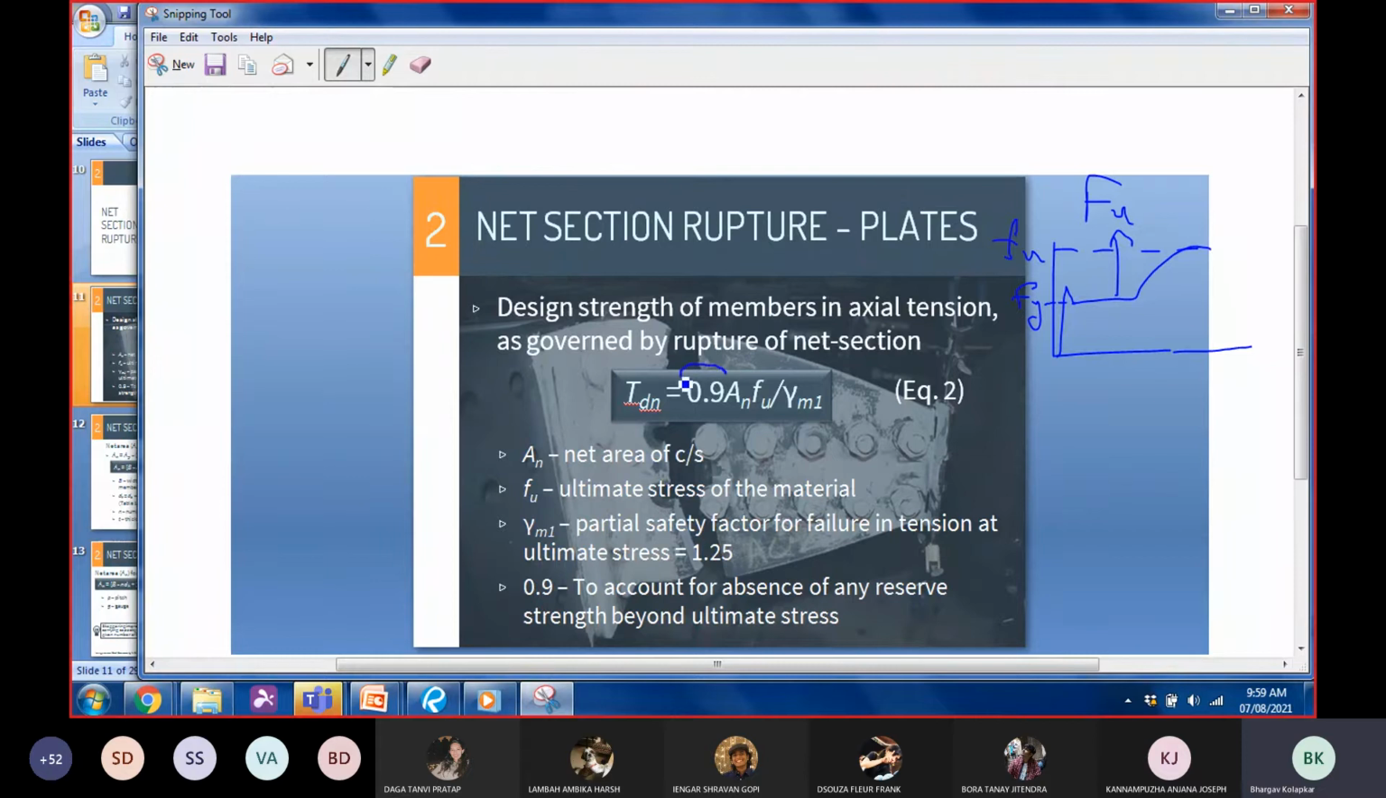So this is like a partial safety factor, but since we are talking about a very specific kind of failure, we cannot define a new partial safety factor for that. So to account for that, we use a factor of 0.9. By using 0.9, we are reducing the design strength by 10%. So that 10% gives us a cushion, since there is no reserve strength beyond this. Is it clear?